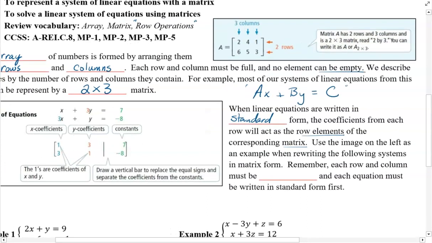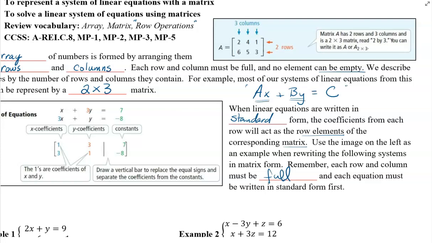We can use this picture on the left as an example, and it's super important to remember that each row and column must be full, and each equation must be written in standard form. And to be honest, it's a whole lot easier when we go in alphabetical order. Standard form does imply that, but it's really important to notice that the x variable will be listed first, the y variable second, and we'll put the equal sign with any plain old numbers on the right-hand side. We need the equals and the numbers on the right-hand side to make this process work.